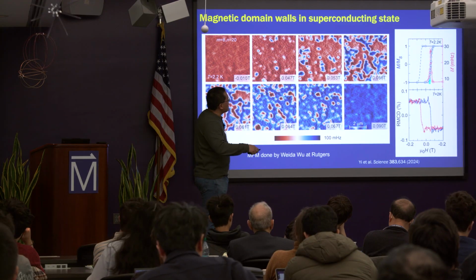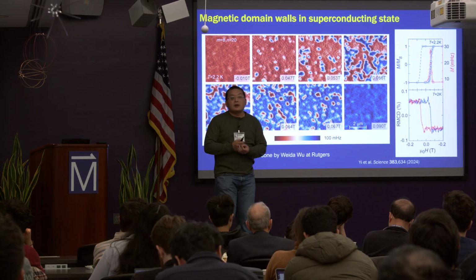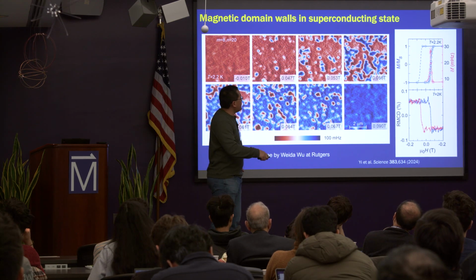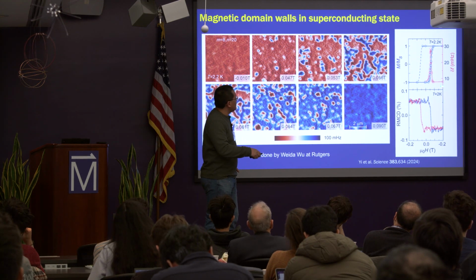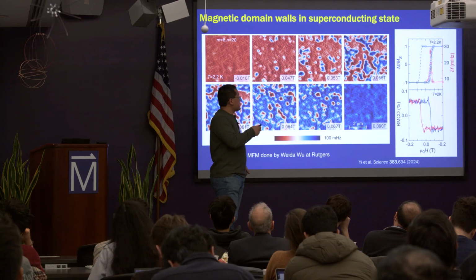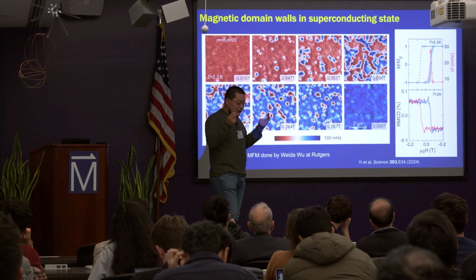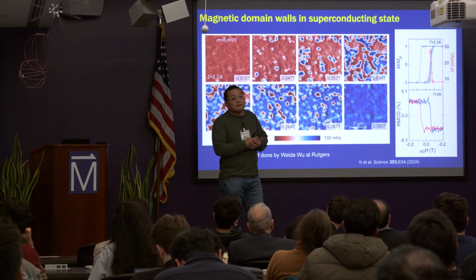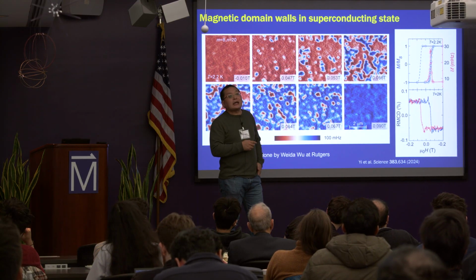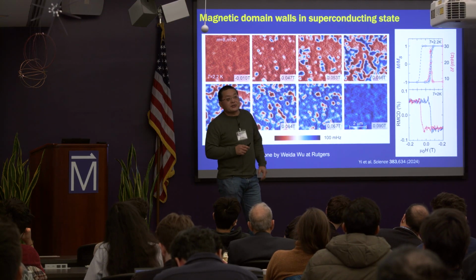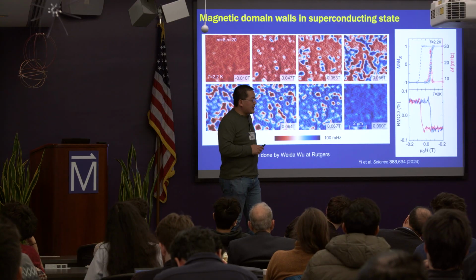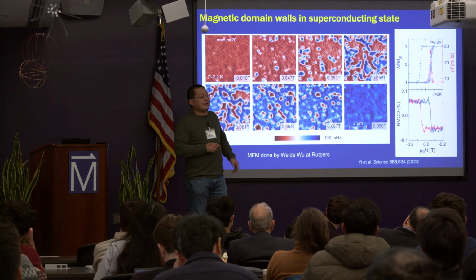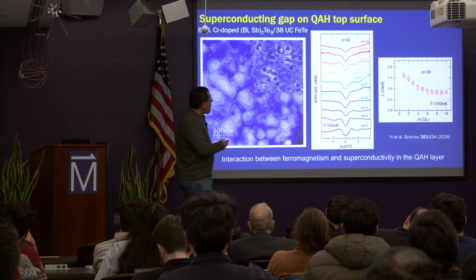And this kind of hysteresis loop is consistent with Xiaodong's RMCD data. The HC is similar. Here is 2.2, here is 2 kelvins. So from the transport, from the RMCD and also from MFM, we demonstrated the coexistence of ferromagnetism and superconductivity in the chromium-doped bismuth antimony telluride and iron telluride heterostructures.